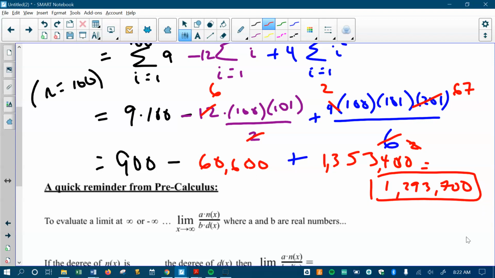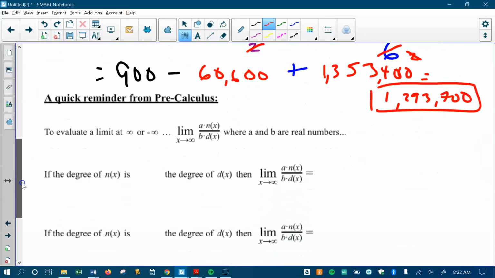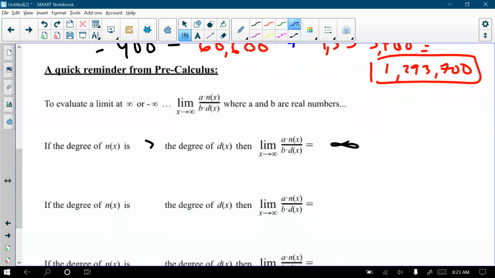So next. Okay, this is something that we did in the last couple of units. To evaluate the limit at infinity or negative infinity, the limit as x approaches infinity, etc. Okay, let's just make sure that we're clear on this. This is the top heavy, bottom heavy thing, in case you weren't sure. So if the degree of n of x is bigger than the degree of d of x, then the limit goes to infinity. In other words, if it's top heavy.